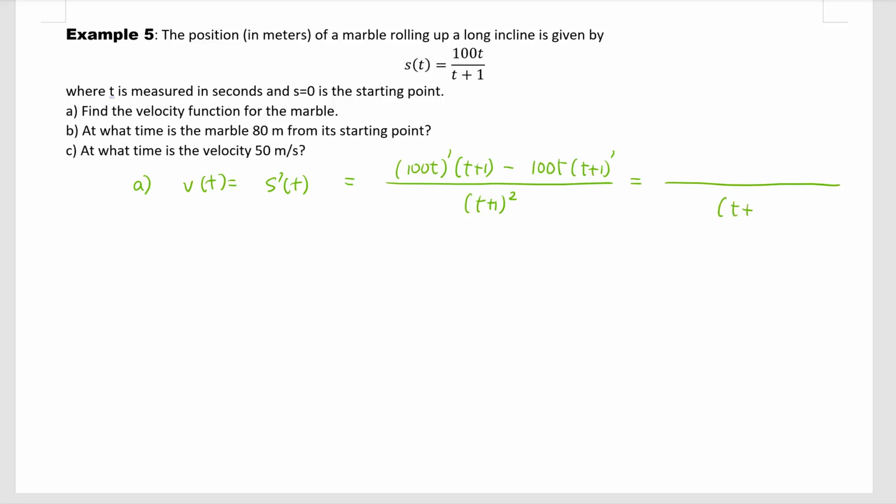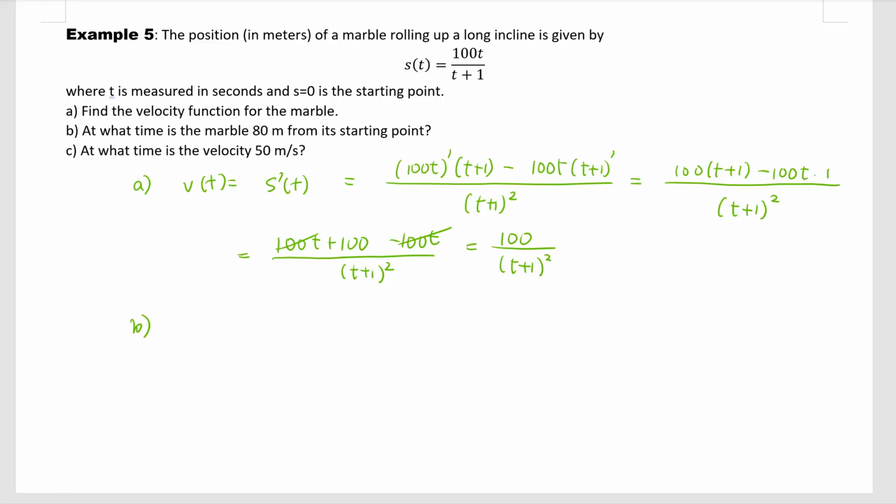So (t plus 1) squared. 100t prime is 100, times (t plus 1), minus 100t times (t plus 1) prime, which is just 1. So we can simplify by distributing. We get 100t plus 100 minus 100t. There's a good thing: we can cancel it. We only have 100 over (t plus 1) squared. So that's the velocity.